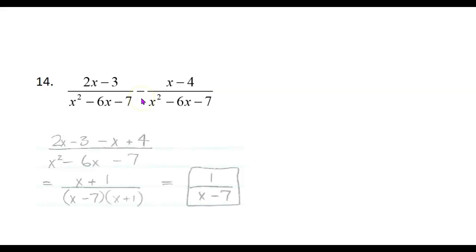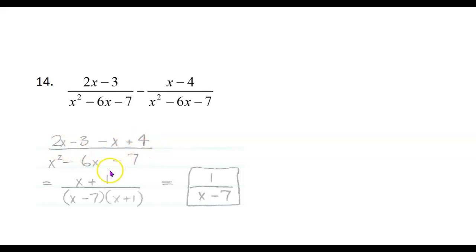This next one is a subtraction problem. Remember, when you are subtracting or adding fractions, they need to have a common denominator. Here, these already have the same denominator, so that makes things easy. We keep that same denominator and just subtract the numerators. We're taking 2x minus 3, and we are subtracting x minus 4, and that means we're subtracting the x, and we are subtracting the minus 4. Minus a minus is the same as a plus. So that's why I wrote it as minus x plus 4 here.